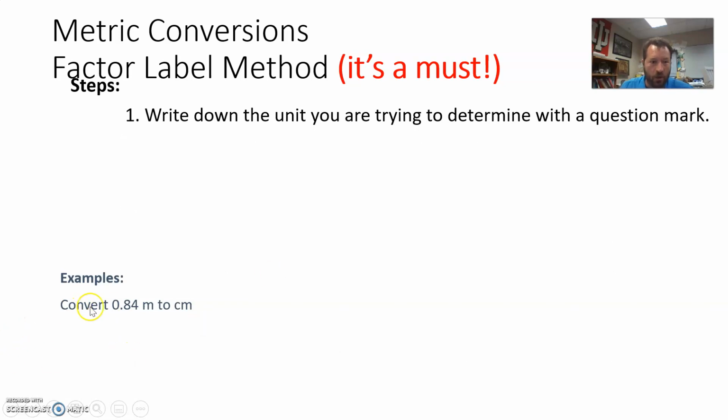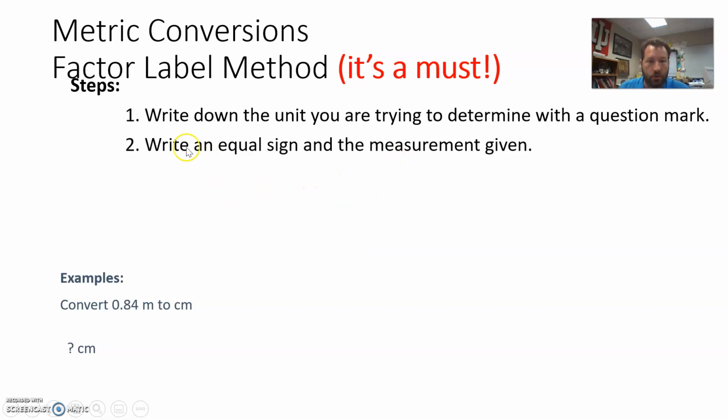So here we go. We are converting 0.84 meters to centimeters. Number one, and yes, I need you guys to do this, write down the unit that you're trying to determine with a question mark. So we have 0.84 meters, we're trying to determine centimeters. So I'm going to start solving this problem by writing down a question mark, centimeters. There's the unit we're trying to determine.